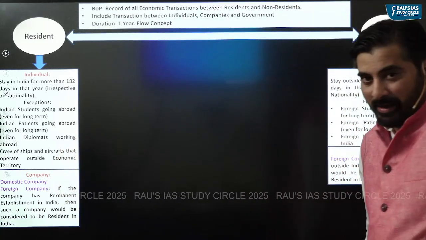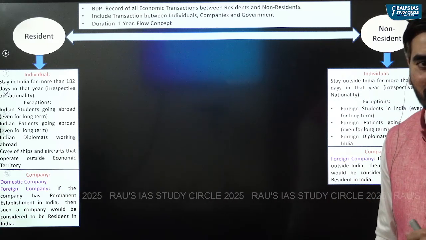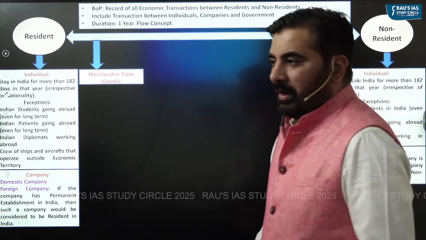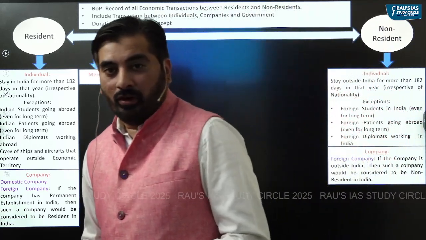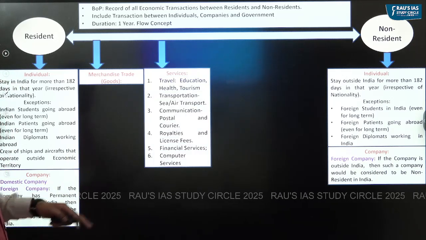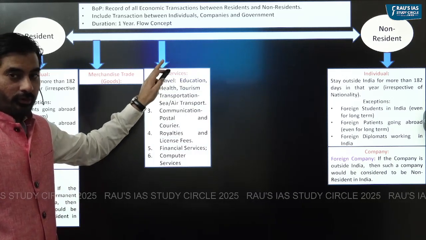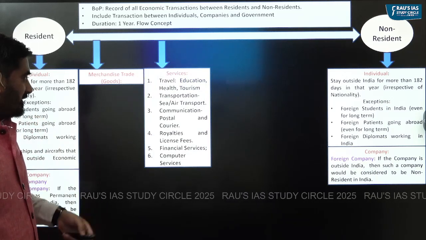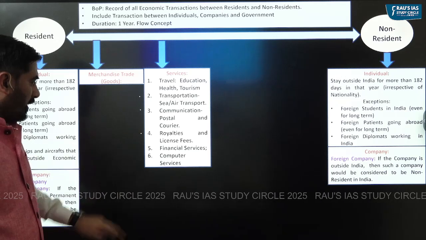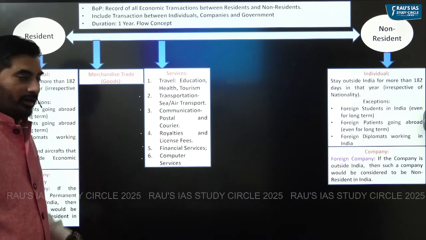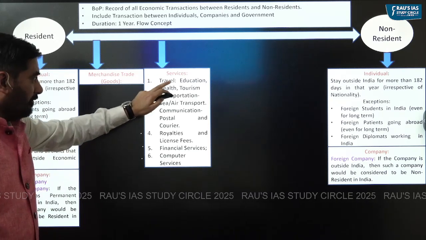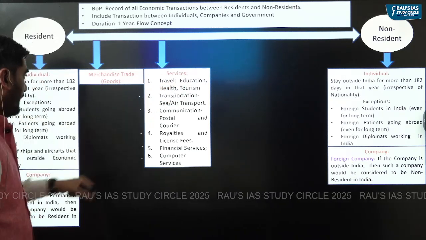Now coming to the next part. What kind of transactions are recorded under BOP? One is export and import of goods. Second one, just like export and import of goods, you have export and import of services, which can include travel, transportation, communication, royalties, financial services, and computer services. Let's look at travel, which includes education, health, and tourism.